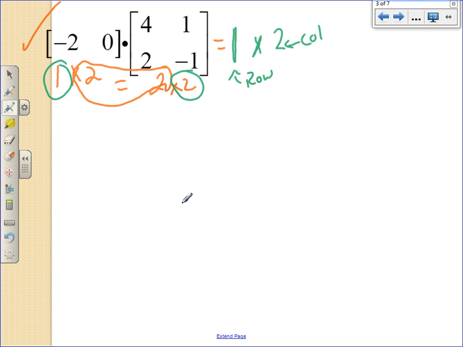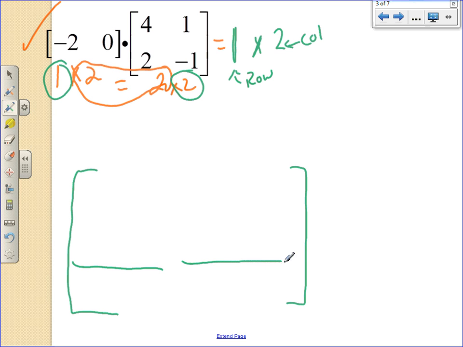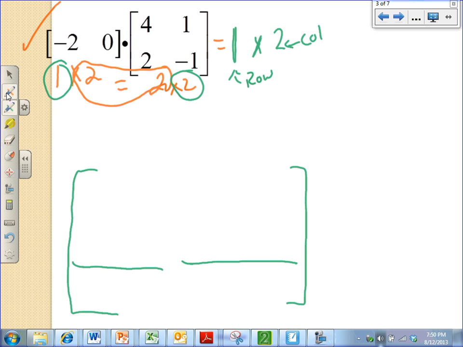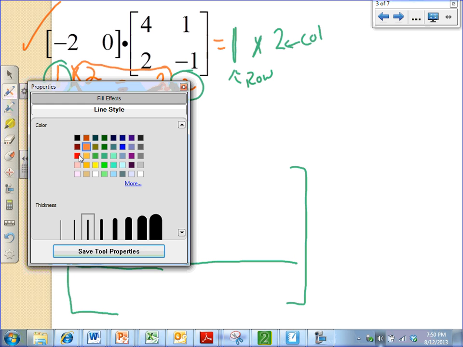Don't forget that. So that means now when I come over here to draw my result, I'm not going to make it as big because it's a little bit simpler. So I have 1 row, 2 columns. So 1 row, but 2 columns. And I'm going to do it exactly like I did the other one. I'm going to follow the exact same pattern.